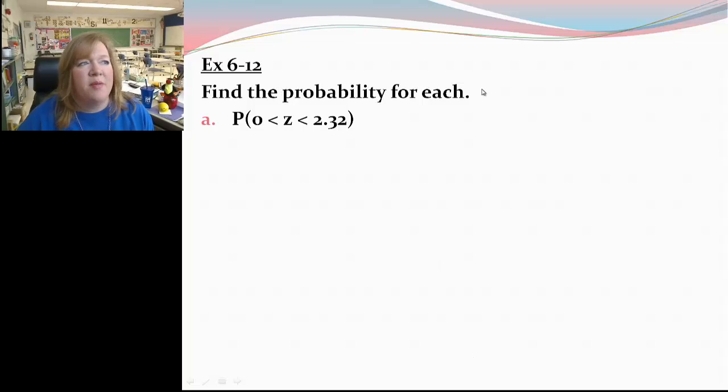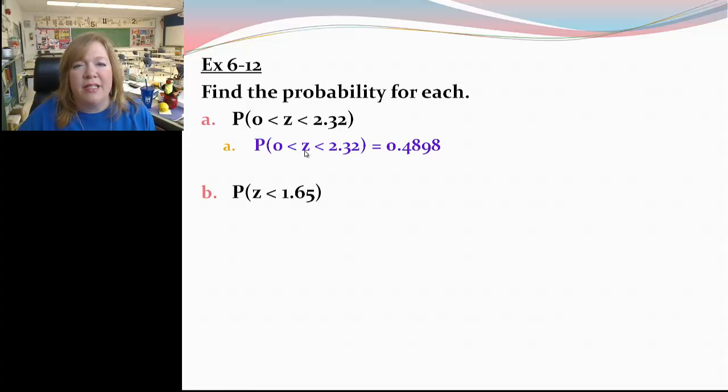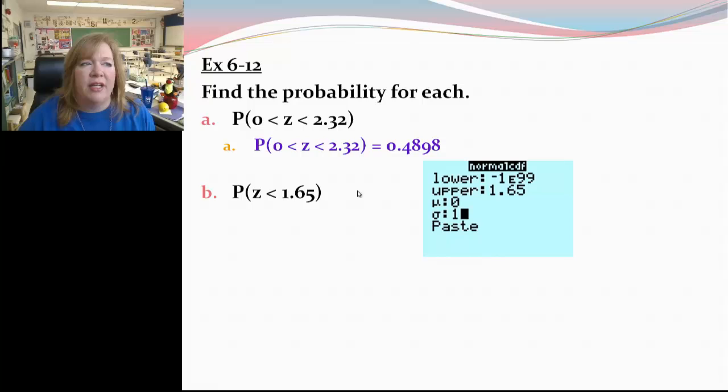Let's try to find the probability for each of these. Between 0 and 2.32, I could look at the table or put it into the graphing calculator, get 0.4898. For P(z less than 1.65), if it's less than 1.65, you're finding the area all the way to the left, so it's going to negative infinity. So here's what you should put into your calculator. -1, E99, remember E is 2nd and then the comma button, and then 99, the upper would be 1.65, 0 for the mean, 1 for the standard deviation, enter, enter, enter, and you'll end up with 0.9505.